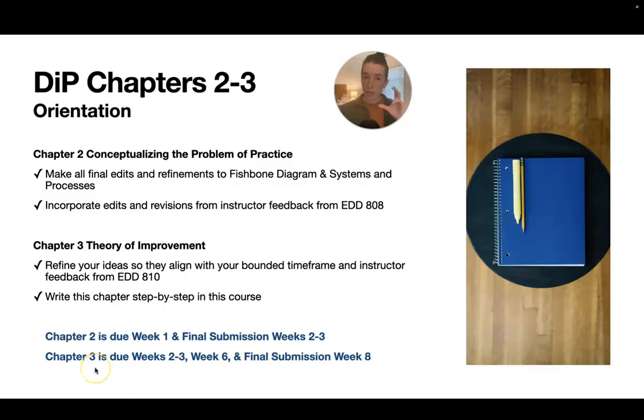Chapter 3, we're going to chunk this up. Your first chunk is going to be due in weeks 2-3, or really like week 3, right? Your second chunk is going to be due in week 6, and then your final complete submission is going to be due in week 8. There are specific guidelines as to what I mean in those chunks, or what your dissertation chair needs for those chunks. So take a look at those assignments to help orient you. But these are the two chapters that we will be completing in EDD 813.